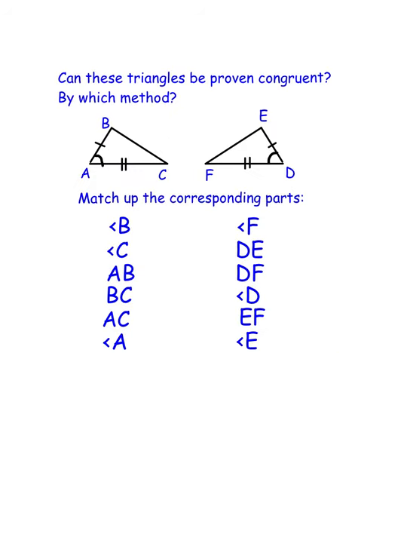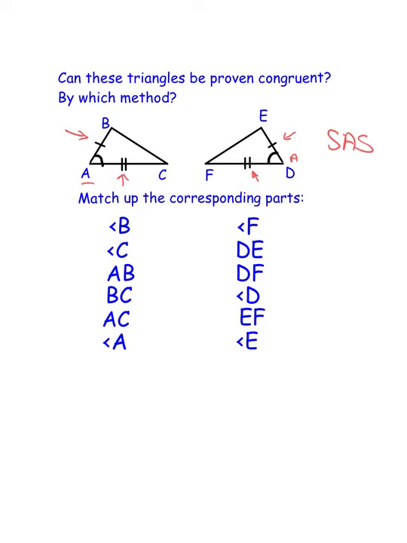So the first thing, it says, can these triangles be proven congruent, and if so, by which method? If I look at the picture, I have a side, an angle, and a side marked. And on the second picture, I also have a side, an angle, and a side marked. So that is side, angle, side.